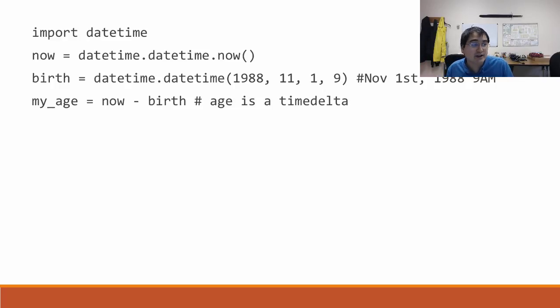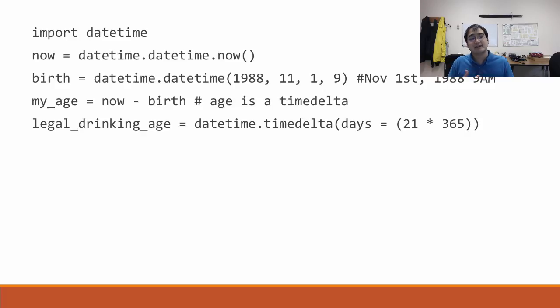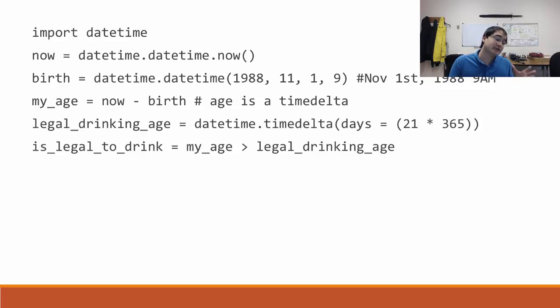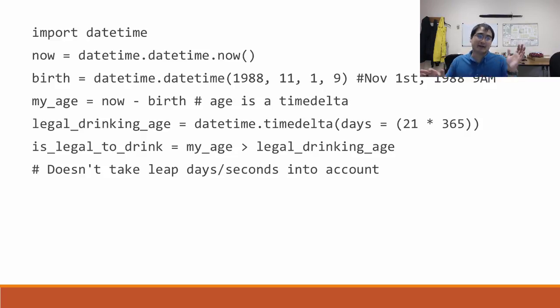I could also generate a time delta. For instance, I can say the legal drinking age is 21 times 365 days. That's when you're 21 years old. Okay? And I can check, am I old enough to drink? Well, I can say is_legal_to_drink as a Boolean, true or false, if my age is greater than the legal drinking age. Now note, obviously, this doesn't take into account leap days and seconds.